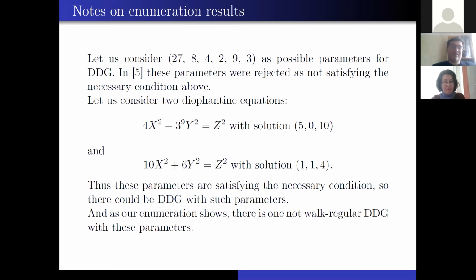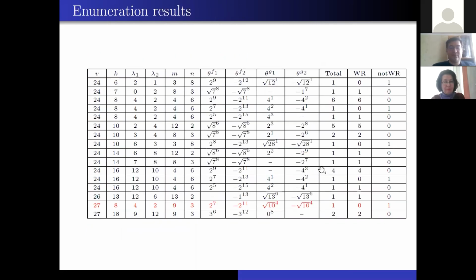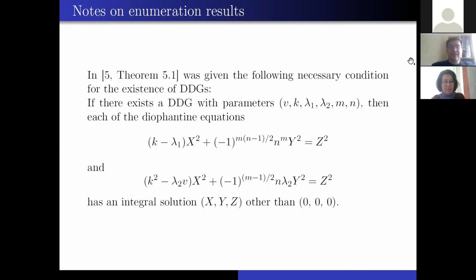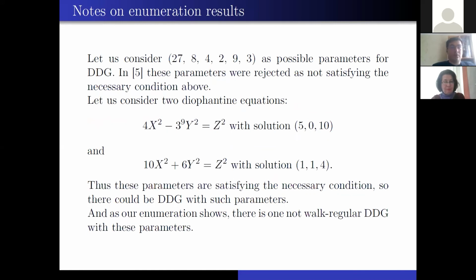Thus, these parameters are satisfying the necessary condition. So there could be a divisible design graph with such parameters. And as our enumeration shows, there is one not walk regular divisible design graph with these parameters, marked red in our table. Actually, there are more enumeration results. So let me show you the next table.